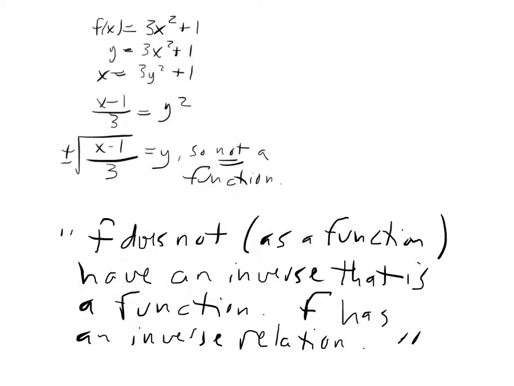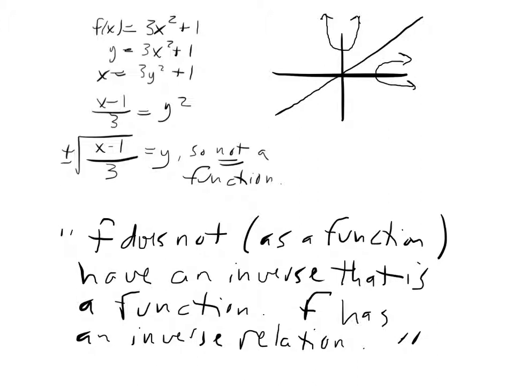Once again, if we look at a parabola, f of x equals 3x squared plus 1, it's a parabola that opens up. It's a vertical stretch of x squared moved up 1. It's going to look something like this. If I look at symmetry over the line y equals x, I know my inverse is going to look something like this. I know by the vertical line test that this inverse relation is not a function. I would say f does not have an inverse function. F only has an inverse relation.